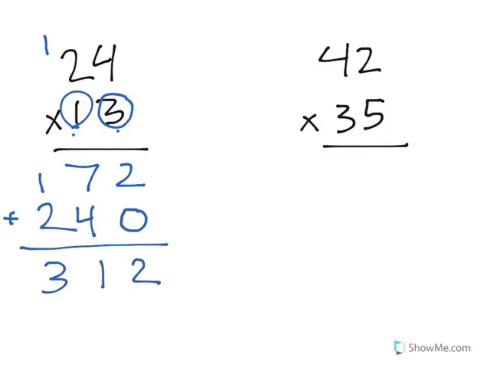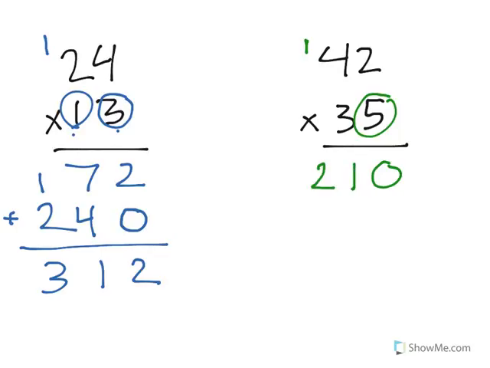If I move over to the next example, I have 42 times 35. I'm going to follow the exact same steps. Start by multiplying everything by the 5 here. So 5 times 2 is 10. Put the 0 down for the 1's spot. Carry the 1. 5 times 4 is 20. Plus 1 gives me 21.